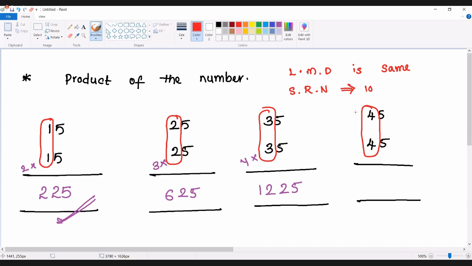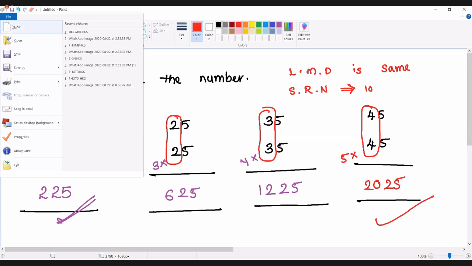If you want to find 45 into 45, observe the leftmost digit, that is 4. Multiply with the next number. 4 into 5 is 20. 5 into 5 is 25. Finally, the answer is going to be 2025. So like that we can find the product of the numbers.